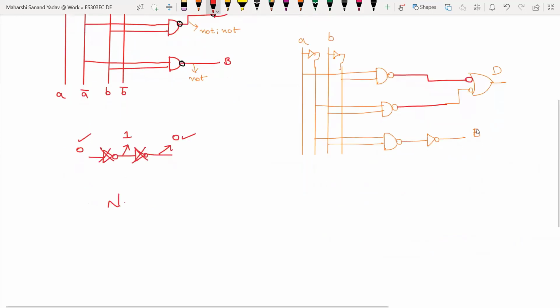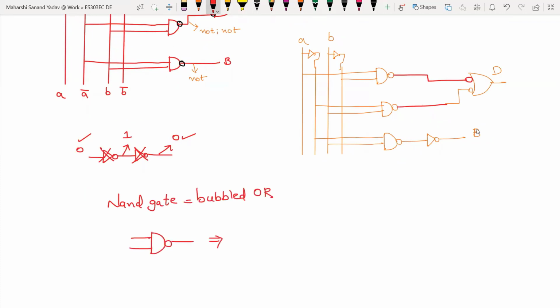No changes. Next, NAND gate is also called bubbled OR. This is NAND gate, which can also be called bubbled OR. OR is nothing but this symbol for OR, and try to place bubbles. So this is called bubbled OR. Now if you observe here, one bubbled OR gate is there. So I'll try to replace this bubbled OR gate with NAND.